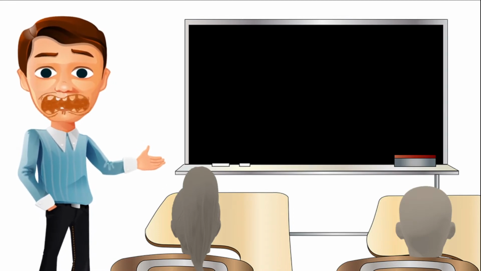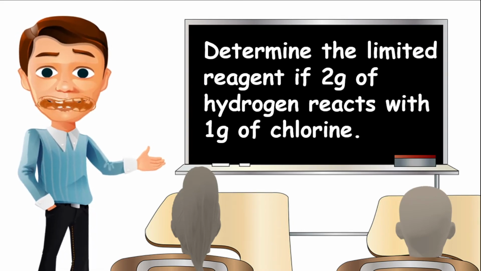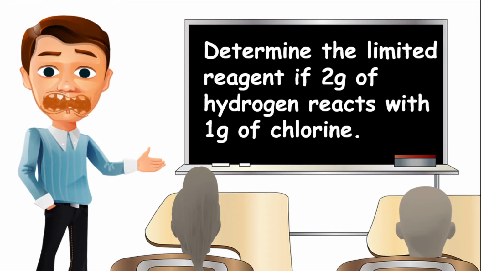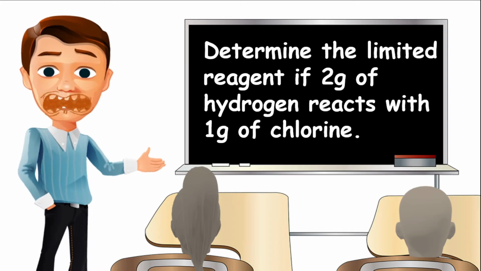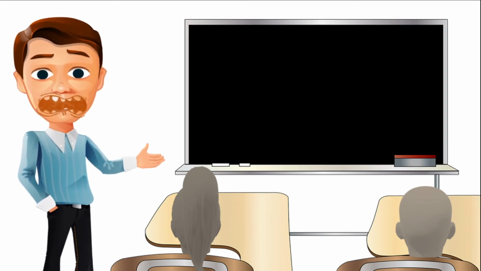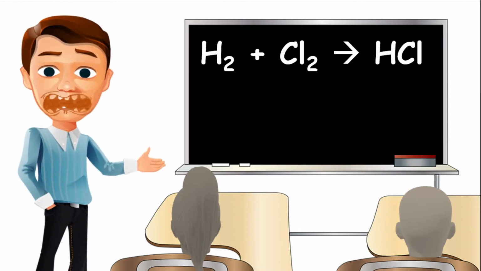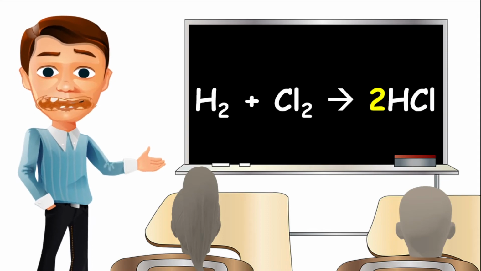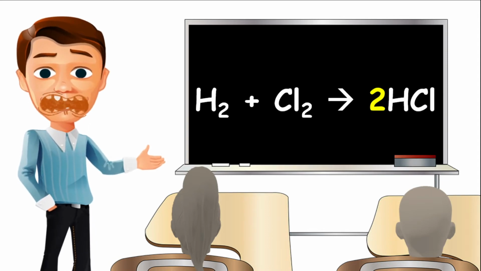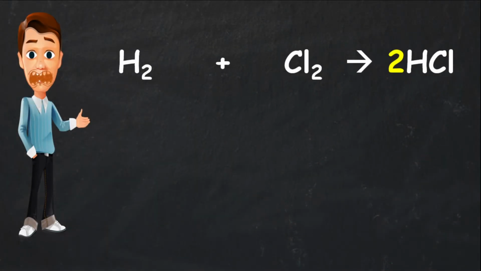Now, let's quickly look at an example. This one is to determine the limited reagent if 2 grams of hydrogen reacts with 1 gram of chlorine. The first thing that you need to do is to always write your chemical equation. Then, importantly, you must balance this equation. Now, let us consider this. Remember, what we need to do is to write down the things that are given.